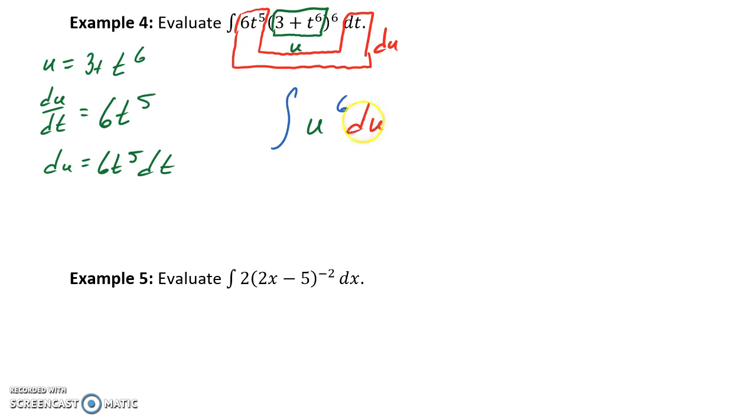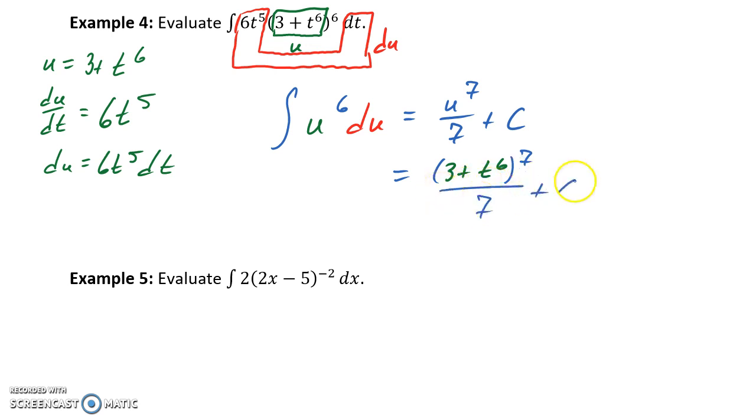So again, we've rewritten our integral in terms of a new variable u, and our result is something that's much simpler to integrate than the original problem. So this would integrate as u to the 7th over 7 plus some constant c, and then we would replace u with 3 plus t to the 6th to generate our final result.